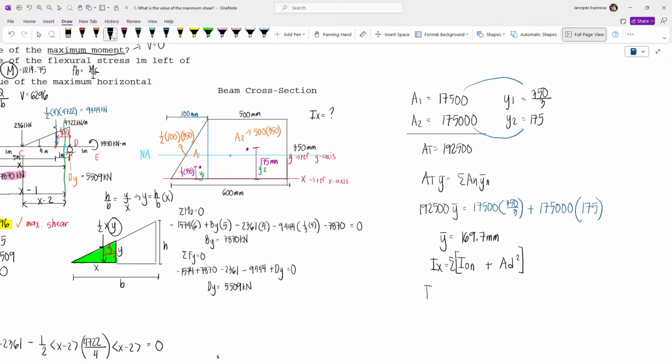So, ato ading Ix is, let's first consider the triangular area. Di ba ang I ana niya sa mga color. Ang Io niya about the x-axis, di ba? bh cubed divided by 36. And then for the rectangle, this shape, we have Io equal to bh cubed over 12. So, unahon sa nako ang triangle.